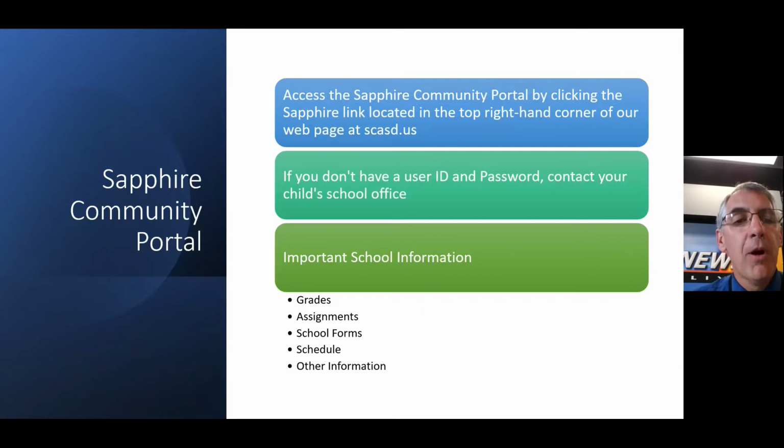Kind of moving on to another part, I want to talk about the Sapphire community portal. That's really, really important for you as a parent guardian, as for your child. That's where you can go in and access all the information about your student's grades and other updates about your student. If you don't have a user ID or password, contact the middle school, high school, or elementary office, and they will hook you up. Unfortunately, the tech office, we cannot get you set up for the Sapphire community portal. As I mentioned, there are grades, assignments, school forms, schedules. Everything that's important is going to be in that Sapphire community portal for both the parent and the student.